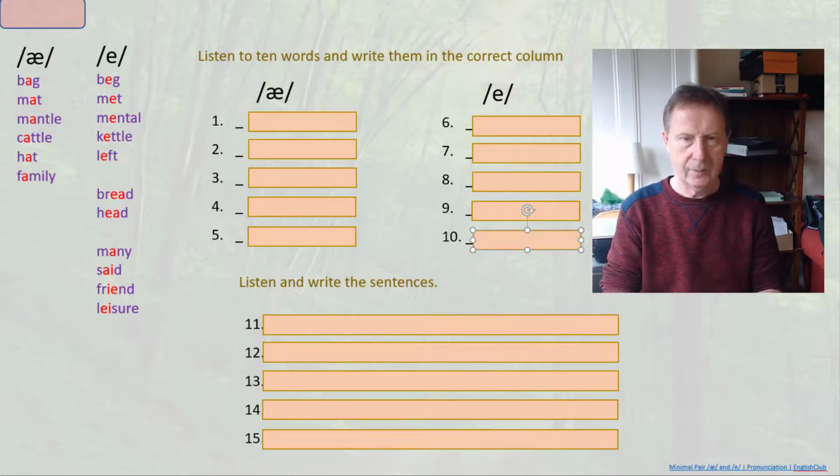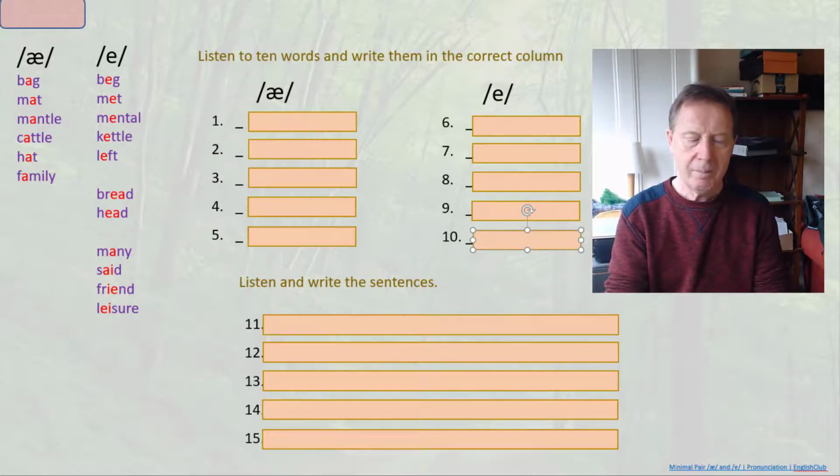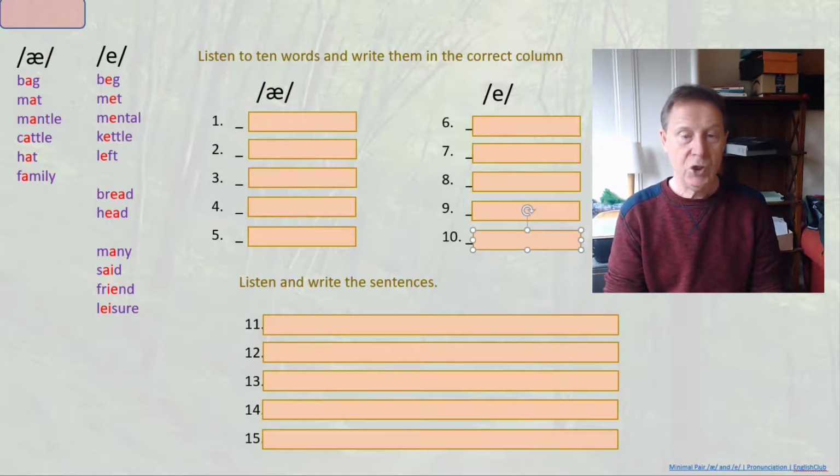12. Jenny got married at the end of January. 13. He has an extra bed for guests and friends.